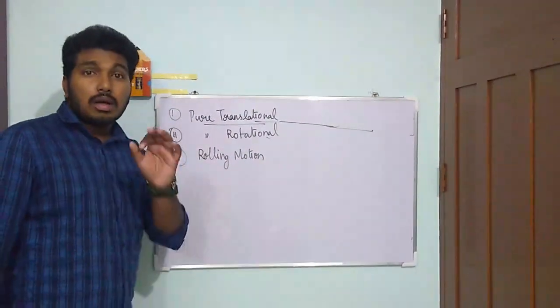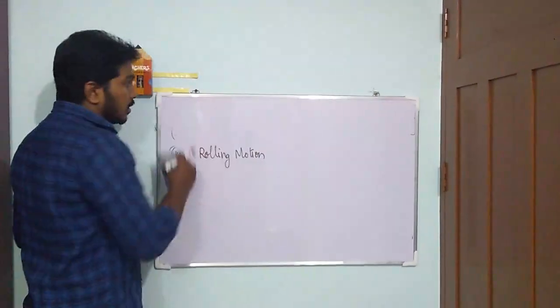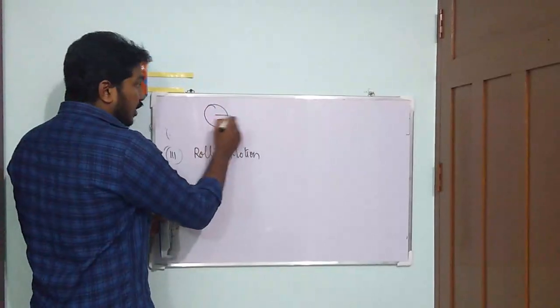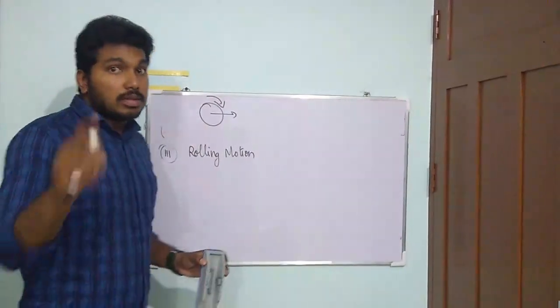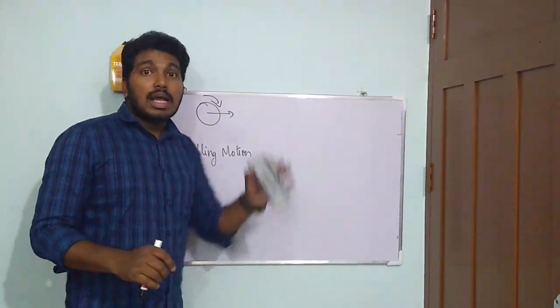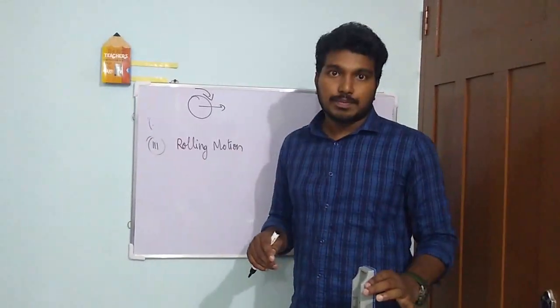And the third one, the rolling motion, we can refer to specifically as rolling without slipping. So in rolling motion, what is happening is there will be a translational motion and there is a rotational motion also. There is a translational motion and a rotational motion in case of a rolling motion, right?